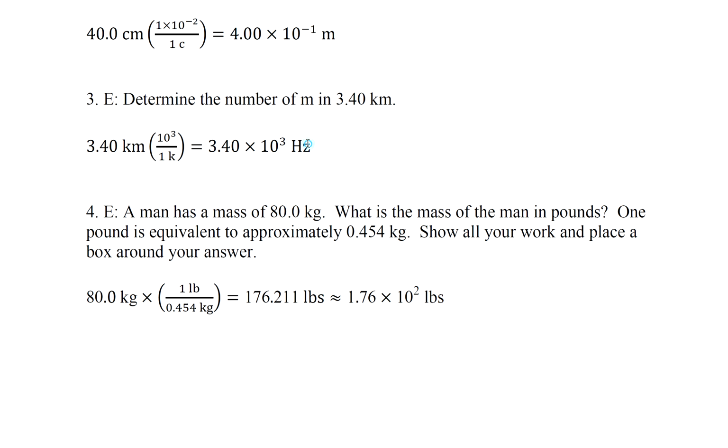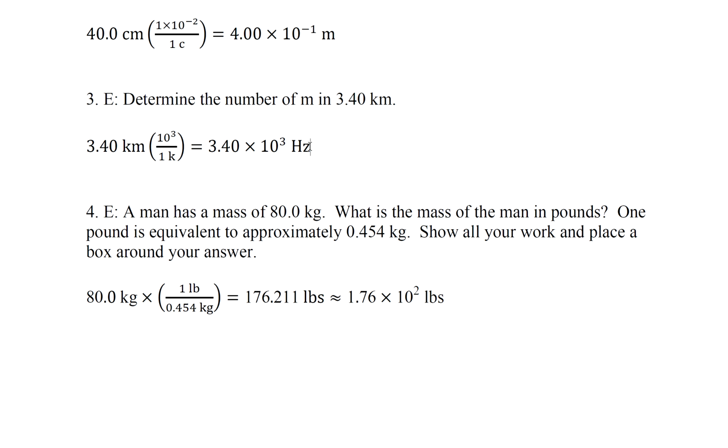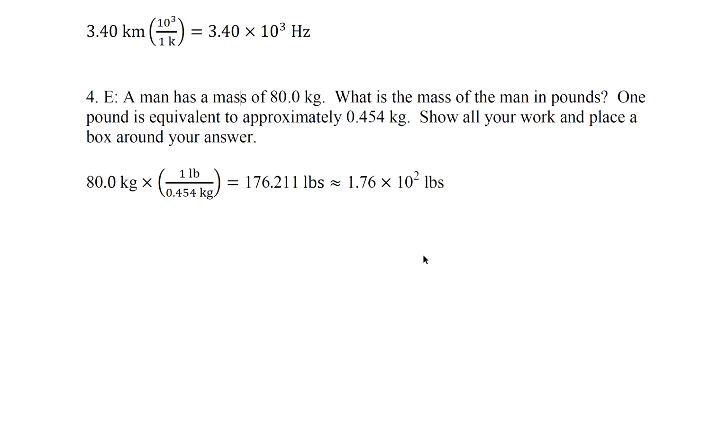So you see this is a mistake here. It should not say hertz. It should say meters. Okay, that's my fault. It should say 3.40 kilometers times the number 1. What's in parentheses is the number 1. 10 to the 3 in the numerator is equal to 1 kilo in the denominator. So this is going to equal 3.40 times 10 to the 3 meters. There should be meters, not kilometers. My fault.